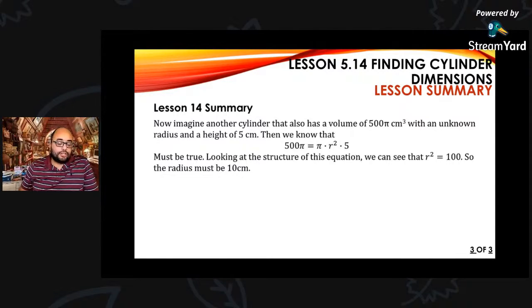We know that equation has to be true. So now looking at the structure of that equation, we can see that r squared is equal to 100, because we've divided both sides by pi. It brought it to 500 equals r squared times 5, and then we divided by 5 on both sides. So we get r squared equals 100. So now we find the square root, and we all know how to do that. You go onto your calculator and you press the square root button. If you need help figuring that out, I can help you with that as well. So we know that the radius has to equal 10 centimeters.